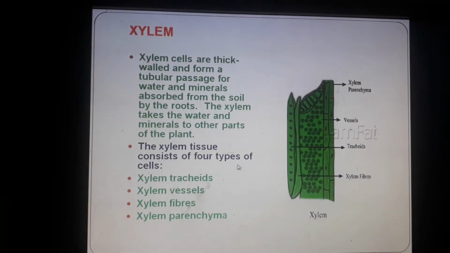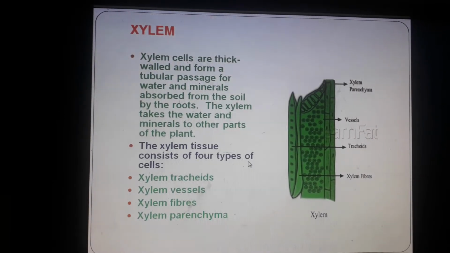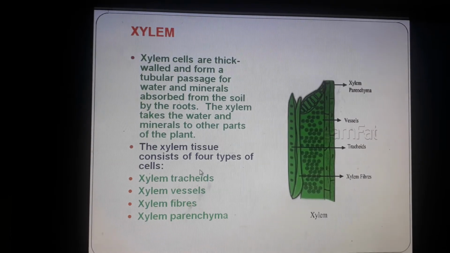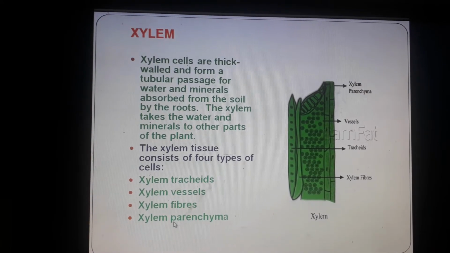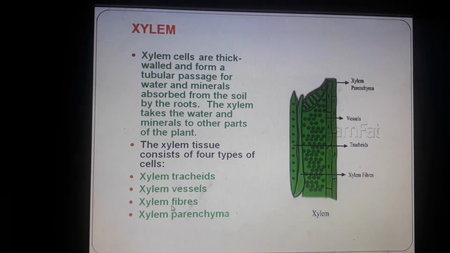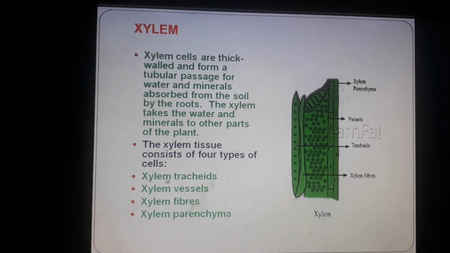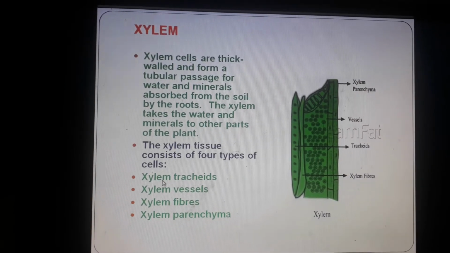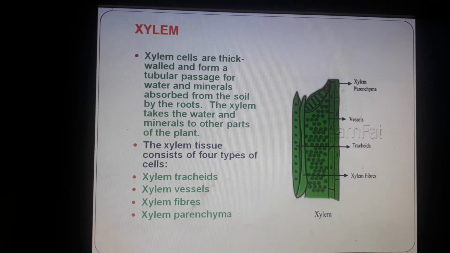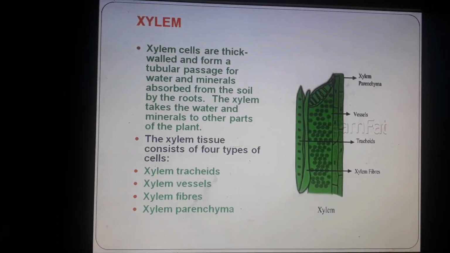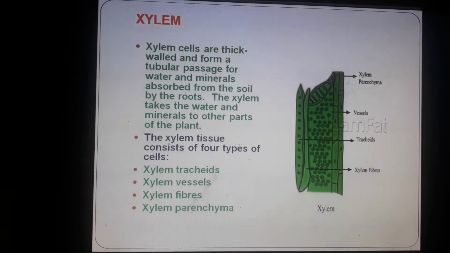So there are 4 elements of xylem, you can say, or 4 types of cells. So what are the 4 types of cells? Xylem tracheids, xylem vessels, xylem fibers, and xylem parenchyma. So these names you have to learn today. That is the work today. What are the 4 types of cells present in xylem? Xylem tracheids, xylem vessels, xylem fibers, and xylem parenchyma.